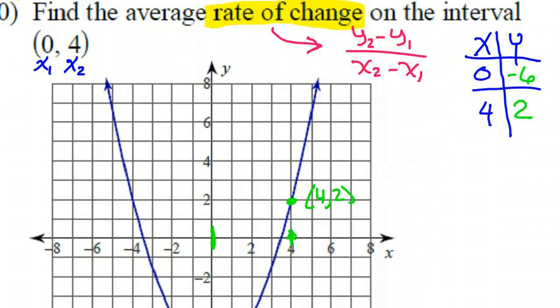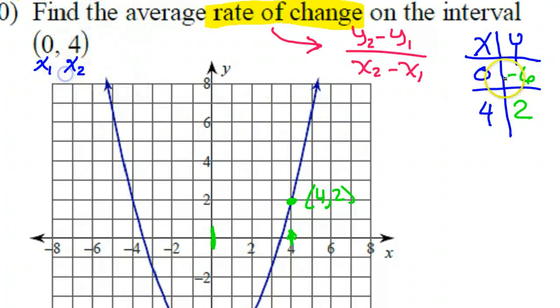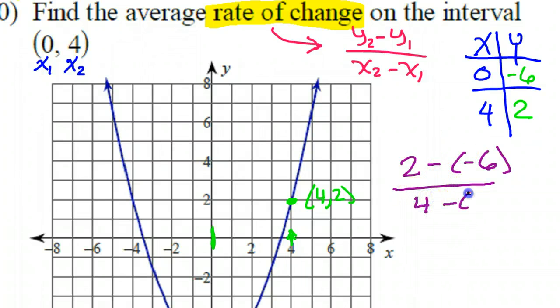So y2 minus y1 over x2 minus x1. That's going to be y2 minus y1, so 2 minus negative 6, and then x2 minus x1, so 4 minus 0. Now be really careful with the 2 minus negative 6. A lot of kids just go, oh, 2 minus 6. No, it's 2 minus negative 6.